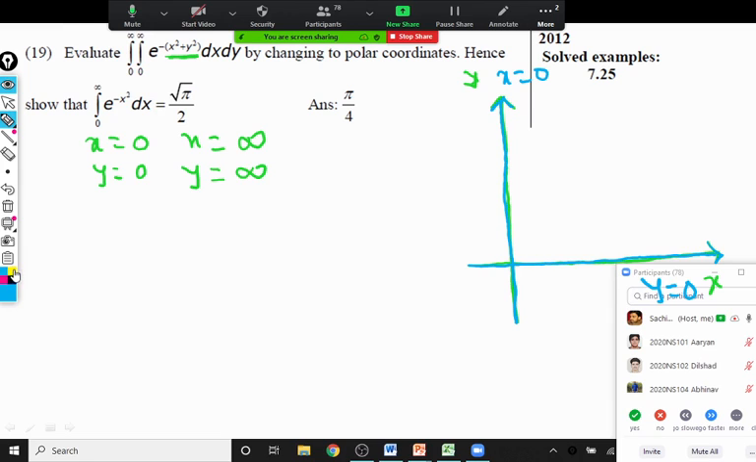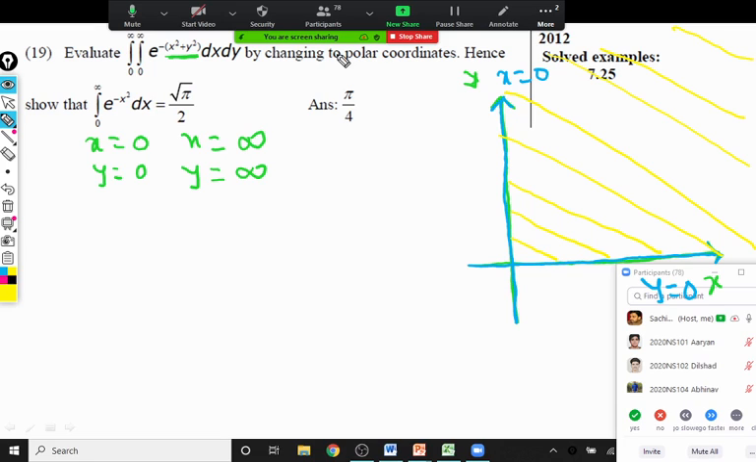So what will be the region of integration? First quadrant. Good observation. So here the region of integration is the first quadrant, but it is unbounded. Actually, this is an unbounded region. Its boundaries are x equal to 0 and y equal to 0, that is the positive x-axis and y-axis. That's the region of integration.